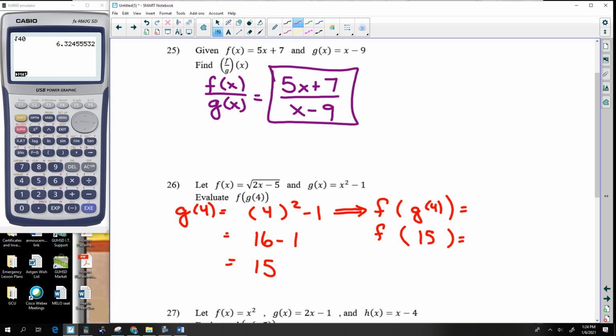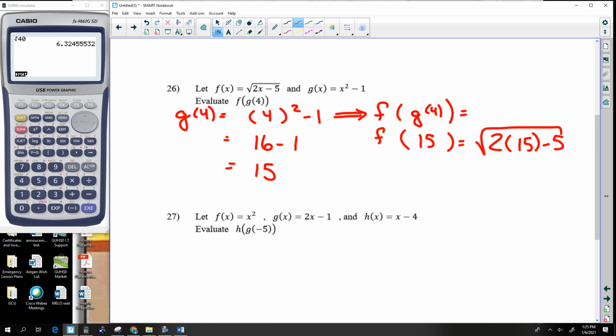So this question is asking what is f of 15, which is the square root of 2x minus 5. So 2 times 15 is 30. Minus 5 is 25. Square rooted is 5.